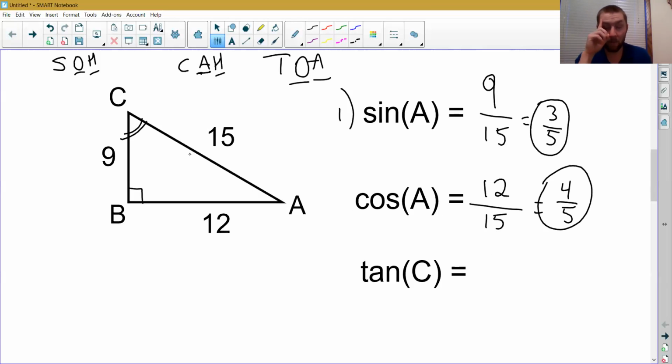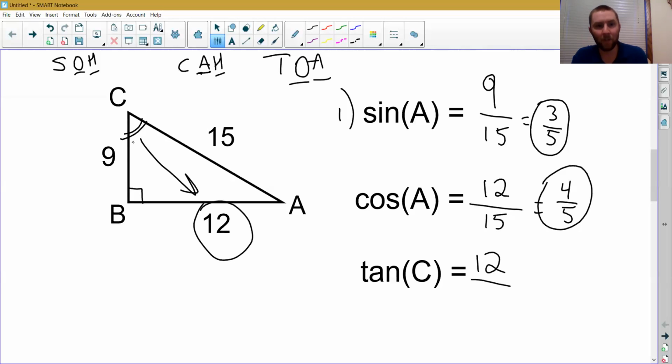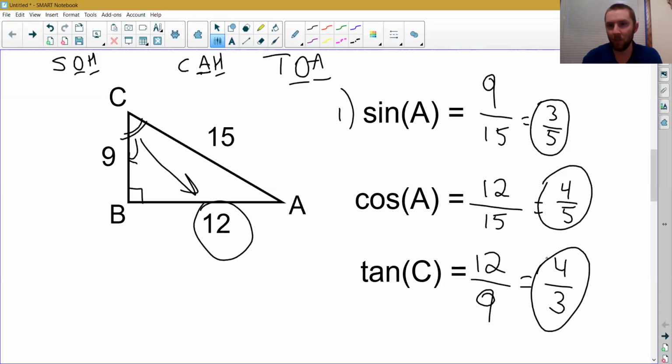But now remember, I have to find the opposite side for the angle that they are asking for, right? So for angle C, what is the opposite side length? All the way across the triangle is 12. So I go 12 over, and then my adjacent side right next to C, not the long one, but right next to my angle here, is 9. So the adjacent side is 9. And again, I can divide both of those by 3, and I wind up at 4/3. So the tangent fraction for angle C is 4/3.